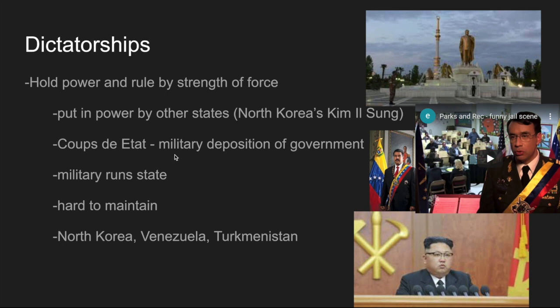Sometimes the military will take over and depose the government. That does not happen as much anymore. It's usually you've been put in power by another state. The military is usually going to run the state, largely because they are going to be paid very, very handsomely by the dictator, be that Nicolas Maduro of Venezuela.